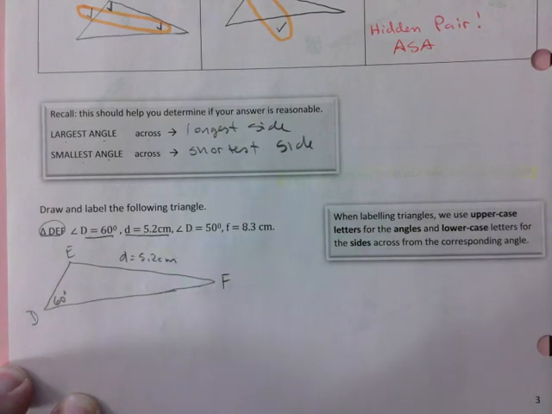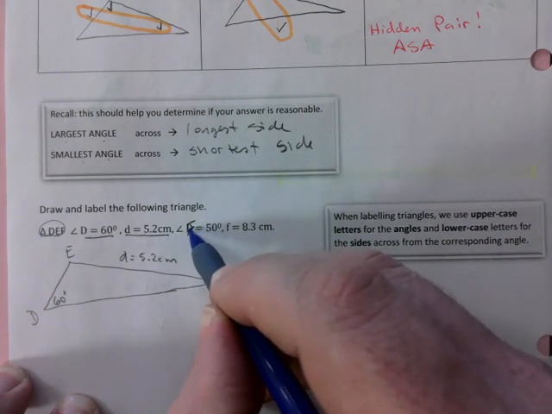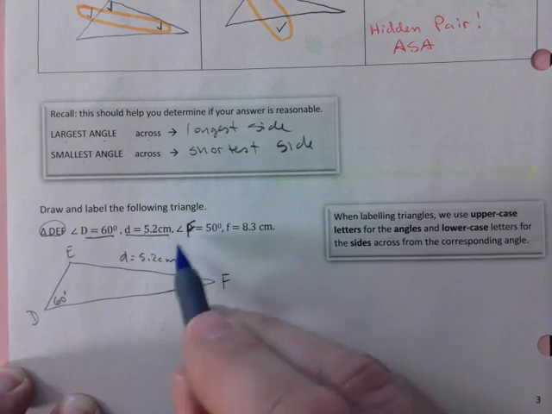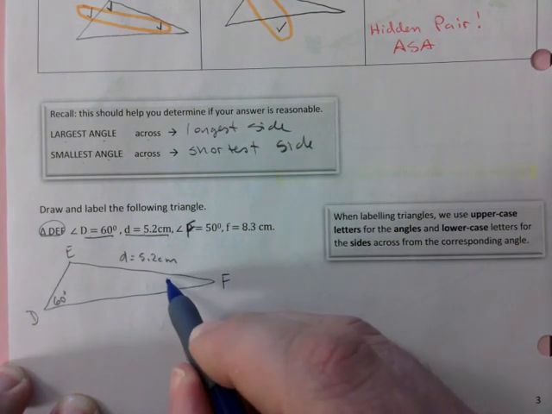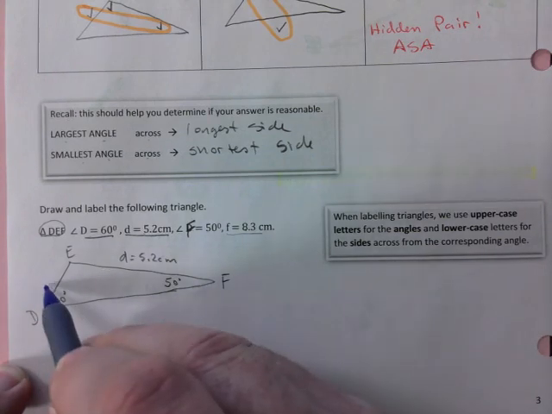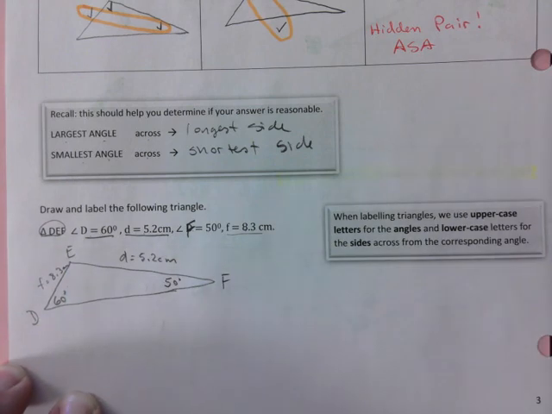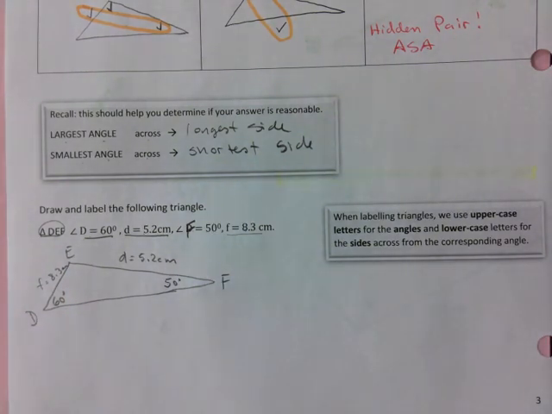Oh, there's 2 D's, right? This is supposed to be F. Angle F is 50. And side f, which is over here, is 8.3 centimeters. So there you have it. But there's something that bothers me about this one. Something not right about this one.